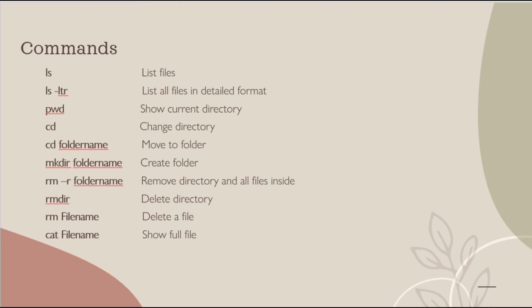To create a folder, use make directory, which means mkdir, and give any folder name to create that folder. To remove a directory and all files present in that directory, use rm followed by the particular folder name. If you want to delete an empty directory, use the rmdir command. To delete a file only, use rm followed by that particular file name. And if you want to show the full details of a particular file, use the cat command.